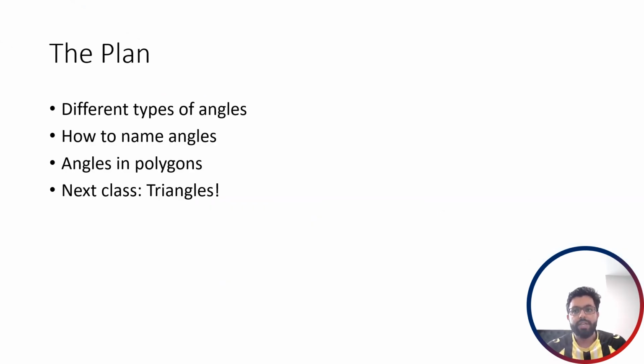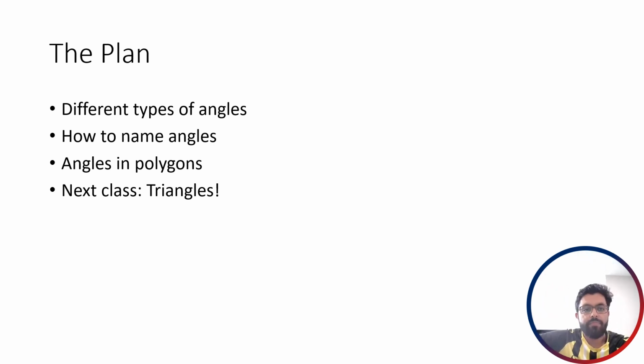So the plan for today's lesson is we're going to explore different types of angles, and that's going to take a few minutes. We're going to go over the different ways that we classify angles and how we measure them. Then we're going to talk about how we name angles. So not how we describe them in words, but how we name them, like when we're drawing diagrams and we want to talk about this angle instead of that angle.